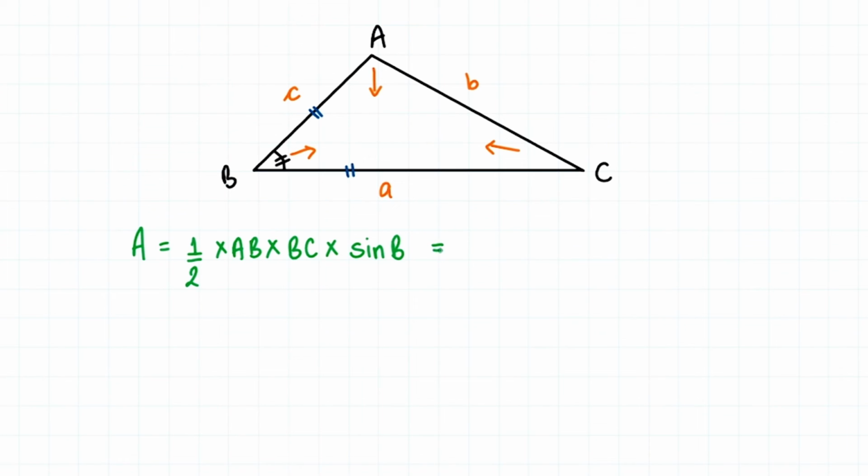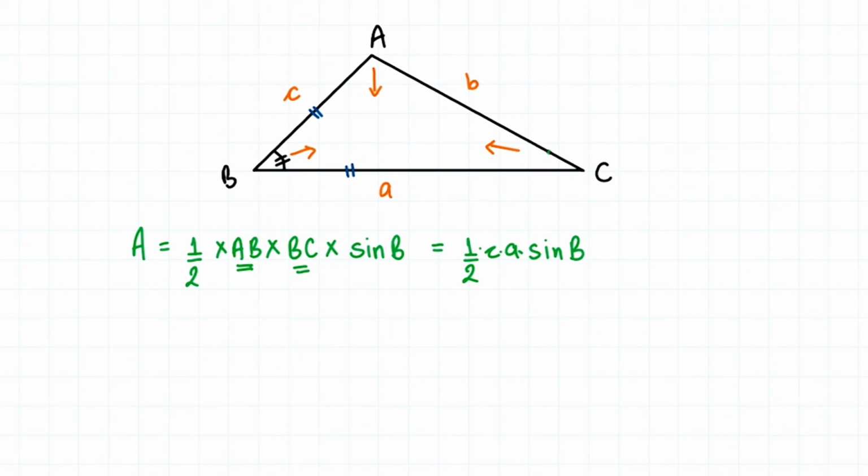So let's say this is our small c. Then we could also write this formula as 1 by 2. Our AB is going to be c, right? And our BC is going to be a, right? So this BC is a. And then we have sine of B, okay? So it's 1 by 2 times c times a times sine B, okay? So that's our formula. It's not necessary that this angle B must be given, okay?